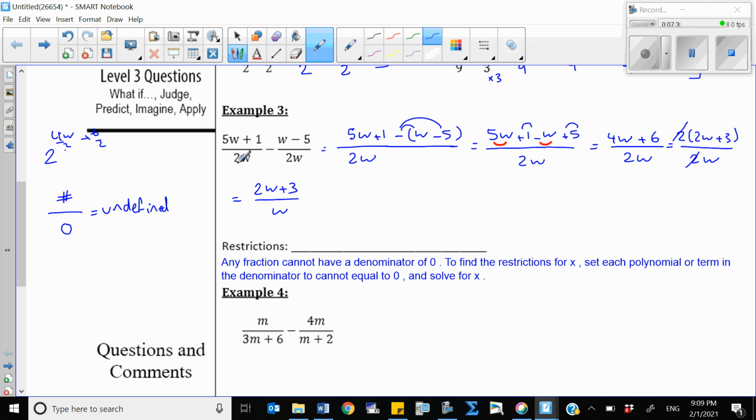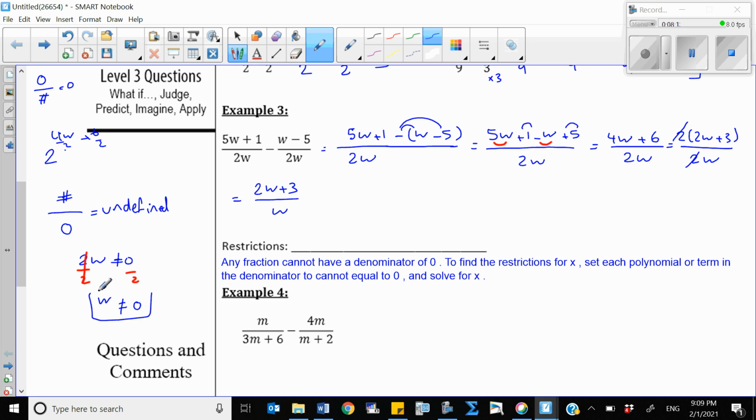So here our denominator was 2w. I'm going to set this not equal to 0. Next, I'm going to solve this. Divide both sides by 2, and I will have w not equal to 0 divided by 2, which is 0. Notice 0 divided by anything is 0, but anything divided by 0 is undefined.